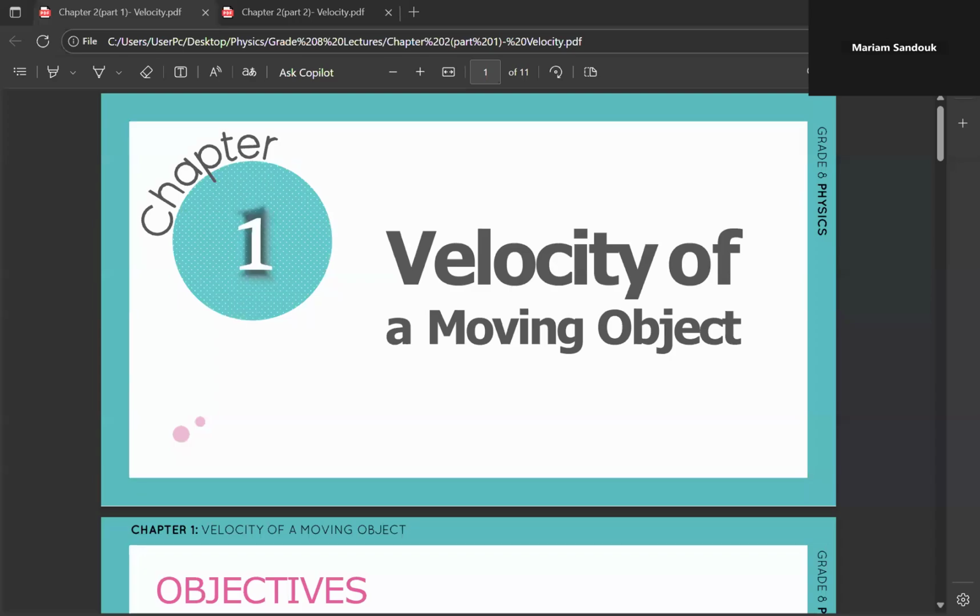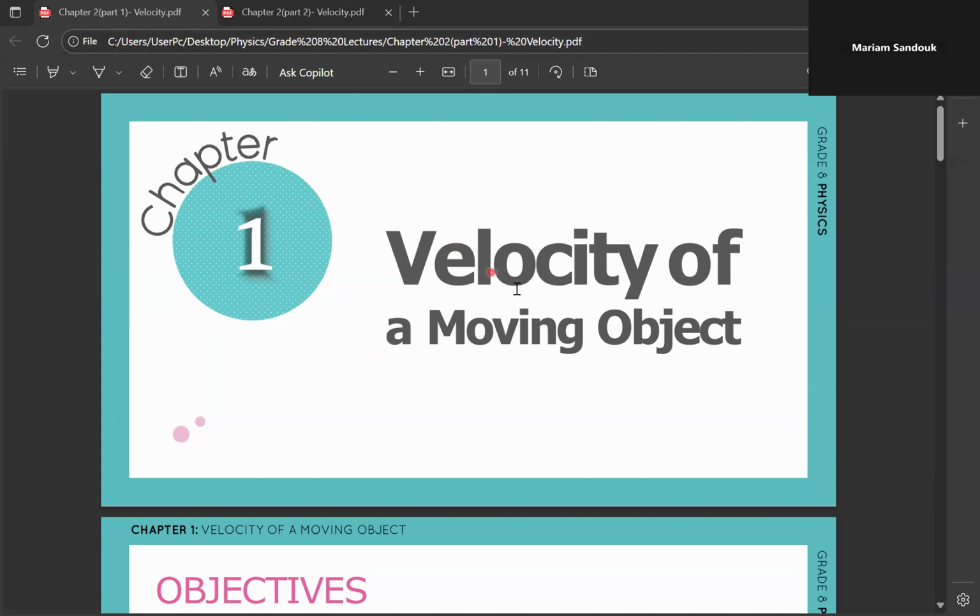So far we have finished chapter 1, which is motion. Now we want to start with chapter 2, which is velocity. It's also an easy chapter if you study very well, so you will not face any problem. You must study the rules, study the definitions, and everything will be okay.